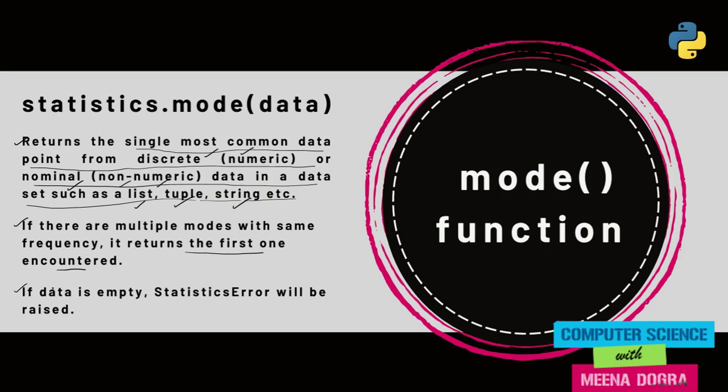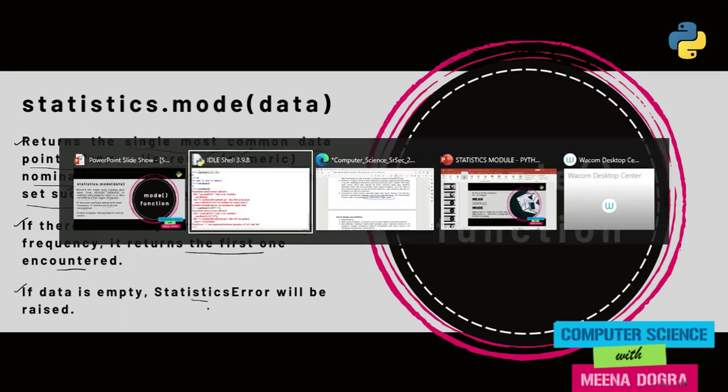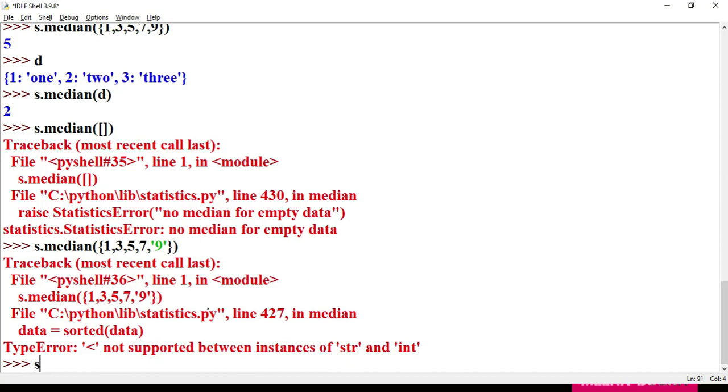And if your data set is empty, statistics error will be raised. Now there is no question of type error because it is working with numeric as well as non-numeric data. So let's quickly check it. I hope you are finding these explanations interesting. S dot. Now first let me create a list with some repeated values, children.